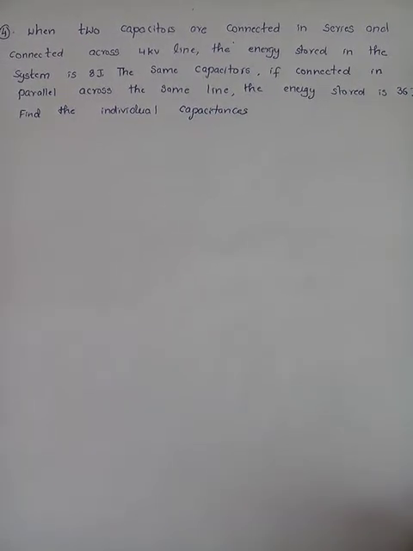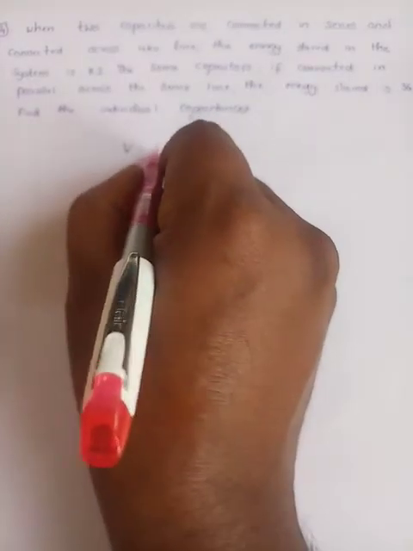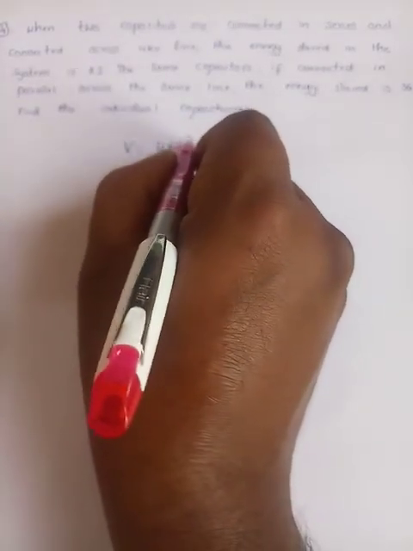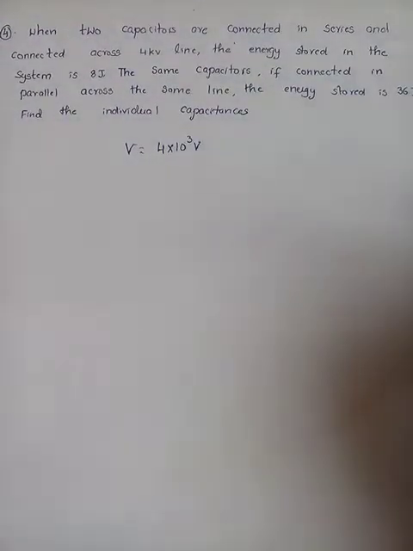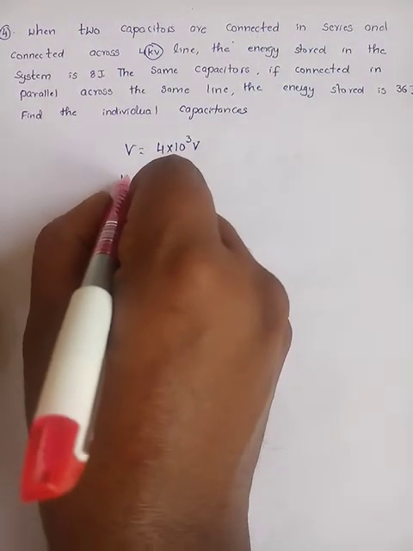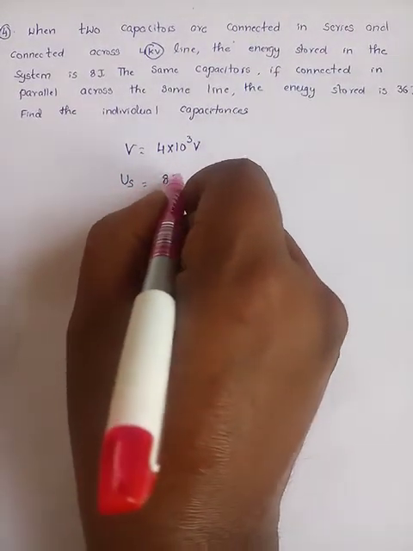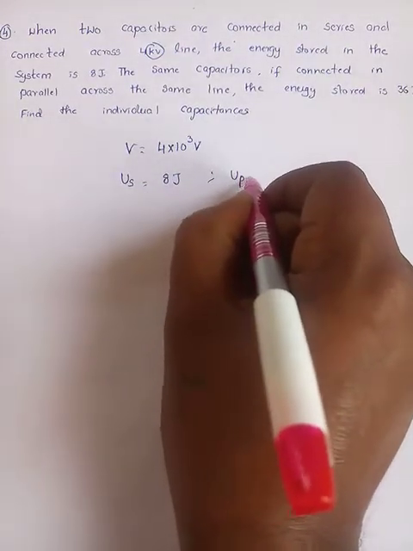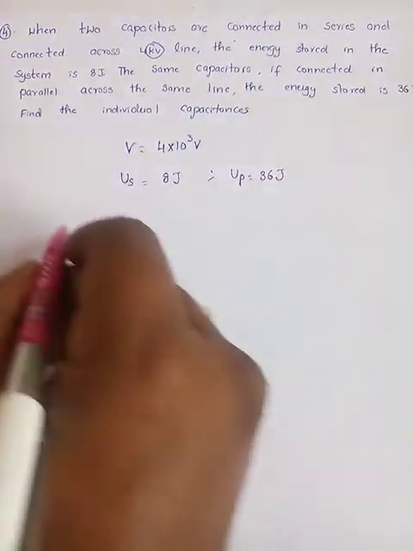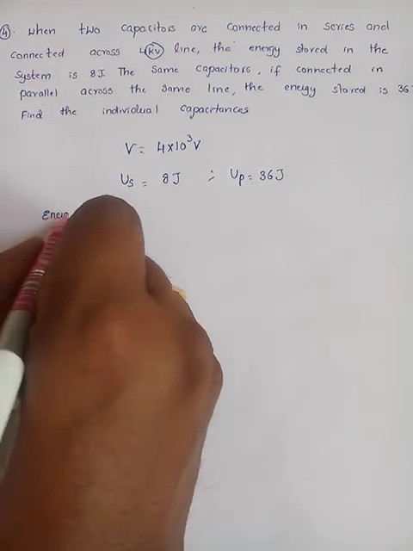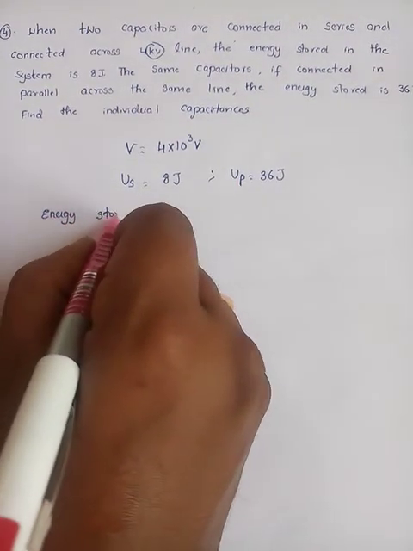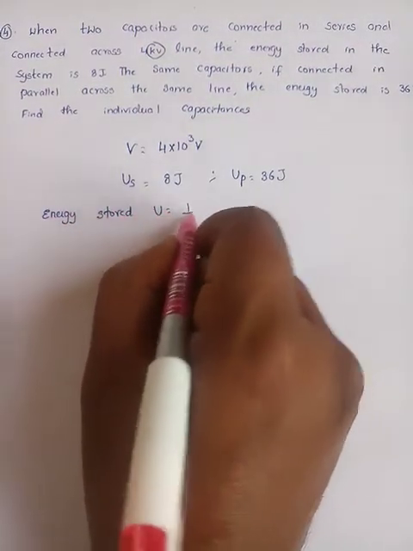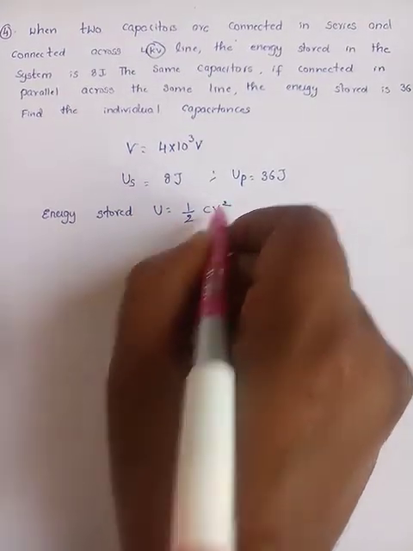Find the individual capacitances. First, the potential is given: 4 kilovolt means 4 into 10 raised to 3 V. You should note here that it is kilovolt. Next, the energy stored when connected in series is 8 joules, and when connected in parallel, 36 joules. What is the energy stored formula? U equals half CV square.